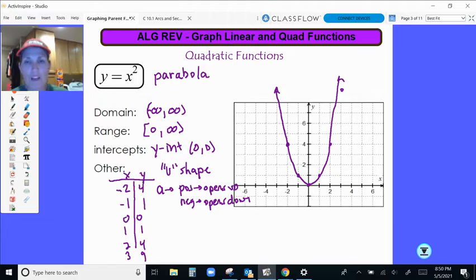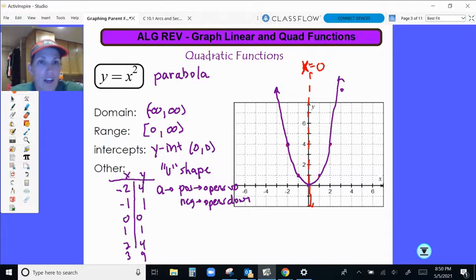Some other key features we have is an axis of symmetry that divides my parabola in half. This axis of symmetry is x equals whatever my x coordinate is. So since this is 0, it's going to be 0. We're not going to get too technical here, but just understand that it's symmetrical. This point corresponds to that point. And that's really all you need to know for parabolas at this point until next year.